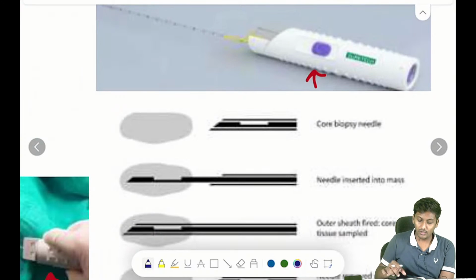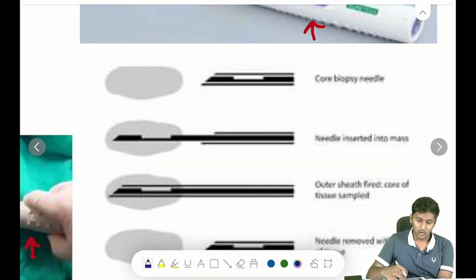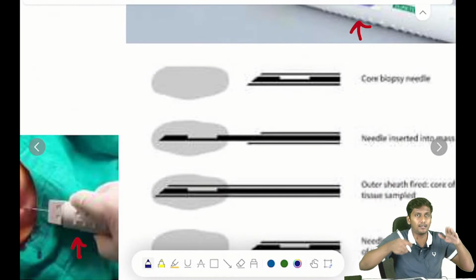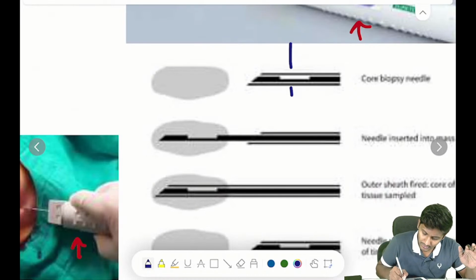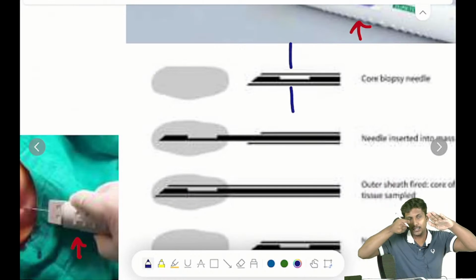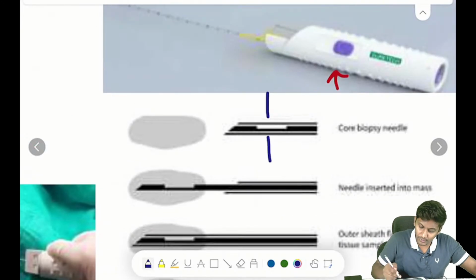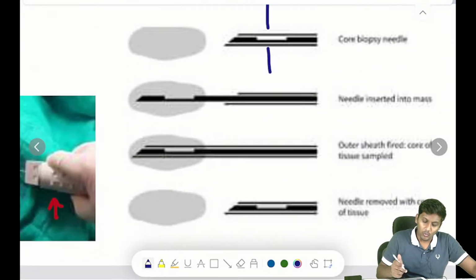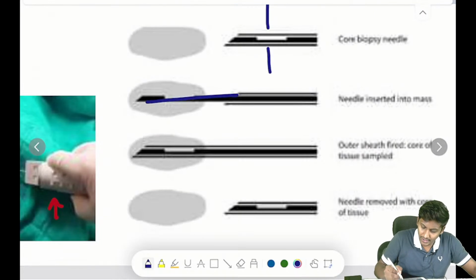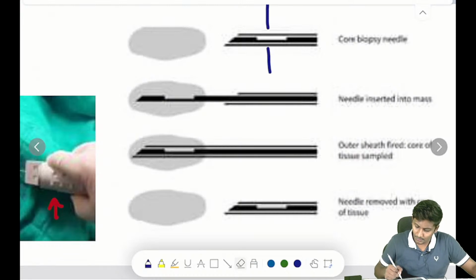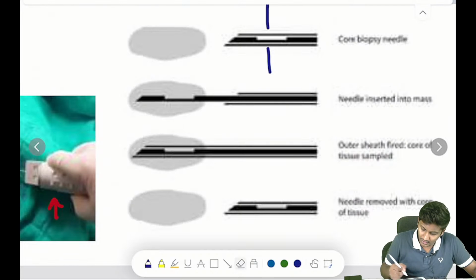Important is what we are going to do over here. We are going to take this biopsy gun and insert it in the skin of the patient. For example, consider this as the skin of the patient. We are going to insert it at the level of the mass. Once we have inserted it in the skin, we are going to press this button. As we press this button, what is going to happen? The needle is going to go in front, and this needle is going to go inside the mass. Where will this needle go? It will go into the mass.